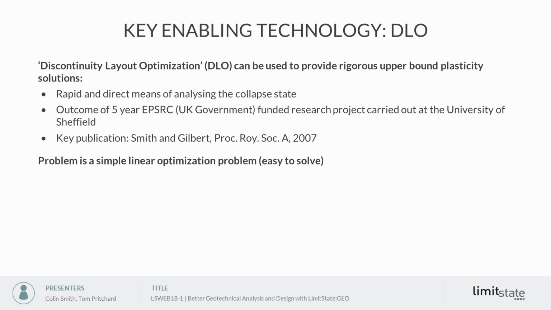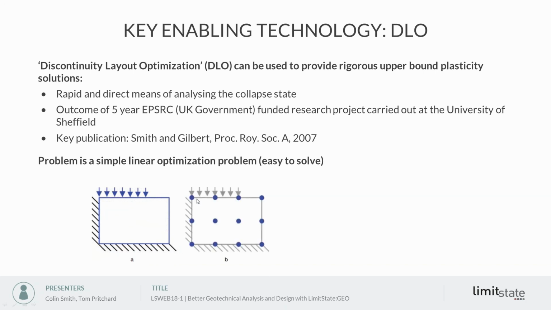And while there's a lot more to it than this, I can explain the core principles in 4 diagrams. So here we have our problem domain. We have a block of soil, so a fixed boundary to the base and to the left, and a load on the surface. To solve the problem, I don't discretize it into elements as I would in a finite element software, and we actually populate the domain with nodes. So here I've got 4 by 3, 12 nodes in the problem.